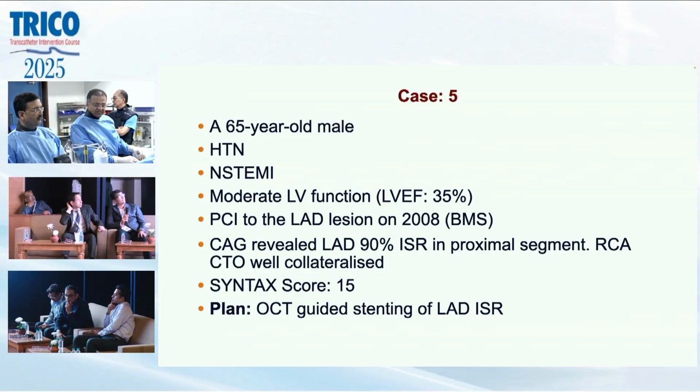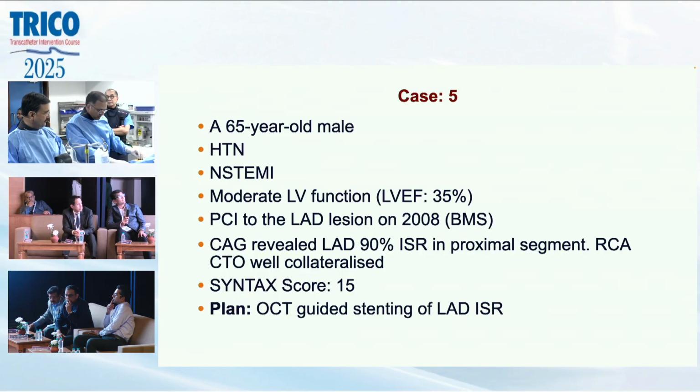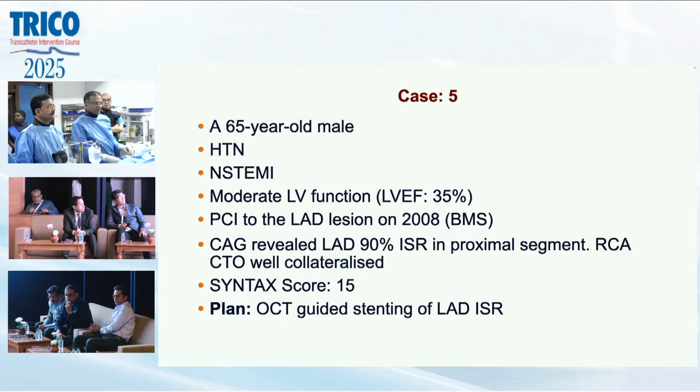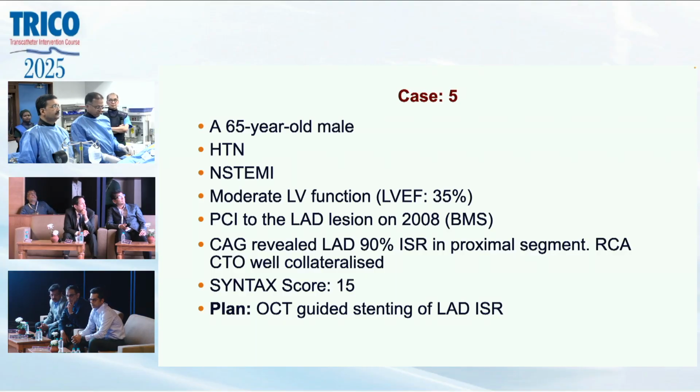Case number 5. The case: a 65-year-old male, hypertensive, presented with NSTEMI, having moderate LV dysfunction with an ejection fraction of 35%. PCI to LAD was done in 2008 with BMS. Angiogram revealed LAD 90% ISR in the proximal segment. RCA CTO is well collateralized. Syntax score is 15. Today's plan is OCT guided stenting of LAD ISR.